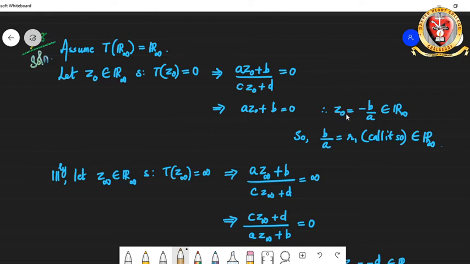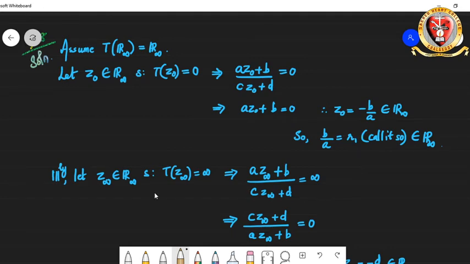this z naught is going to be from R infinity, since we have taken that a real number will be mapped to a real number in the extended real line. So definitely this z naught equal to minus B by A is an element from the extended real line. Okay. And since minus B by A is a real number, we can say that B by A is also a real number, and we are calling it R1.